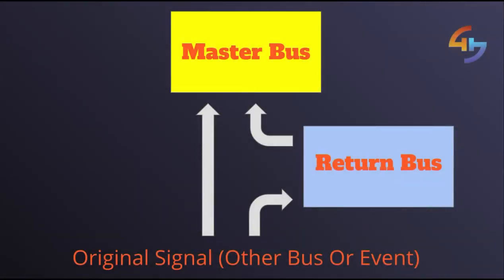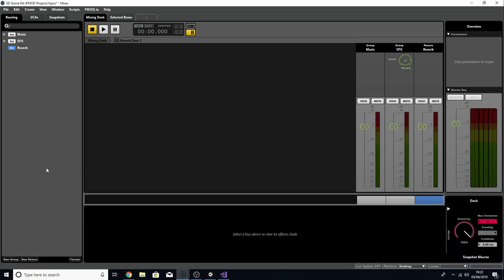However, whenever a signal is sent to a return bus, the original signal continues on its original path, and in its place, a second is created and sent through the bus to be processed. We also send signals to return buses slightly differently. Instead of organizing our events and buses as children of the bus to send their combined signal into, we instead add a send onto the output of a bus or event.